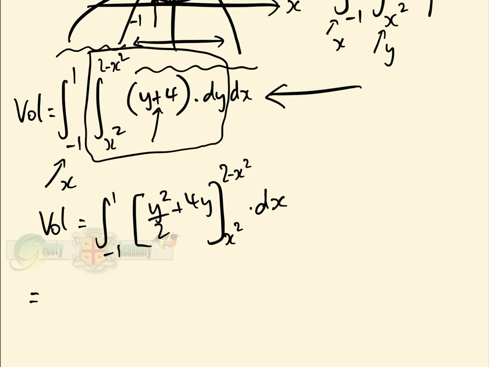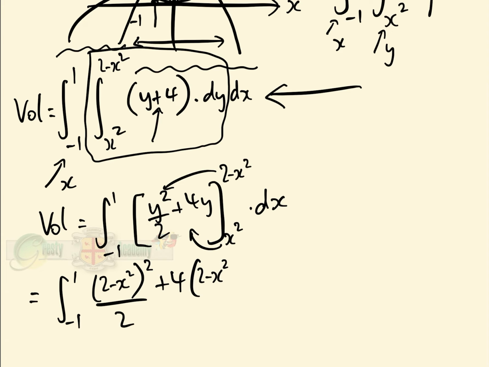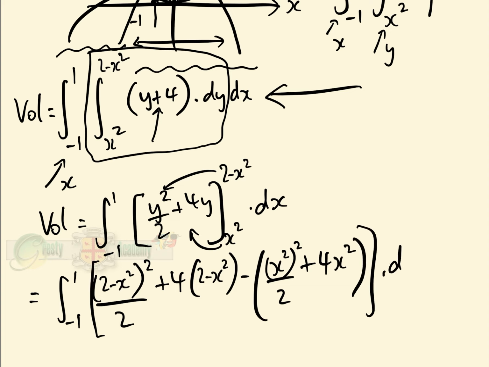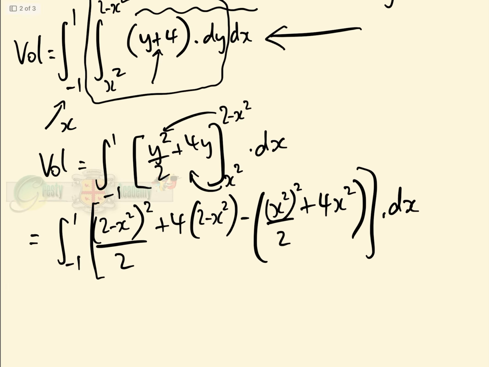So that equals the integral between 1 and minus 1. What we've got to do now is put 2 minus x squared in and then x squared in, so that gives us 2 minus x squared over 2, add 4 times 2 minus x squared, minus, putting x squared into there, x squared over 2, add 4x squared, and all of that lot will then be integrated with respect to dx once we've sorted it all out.